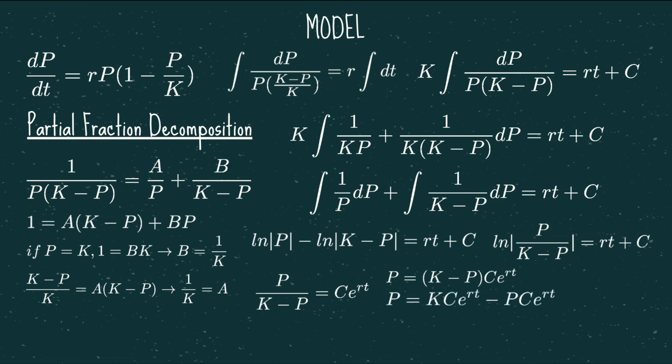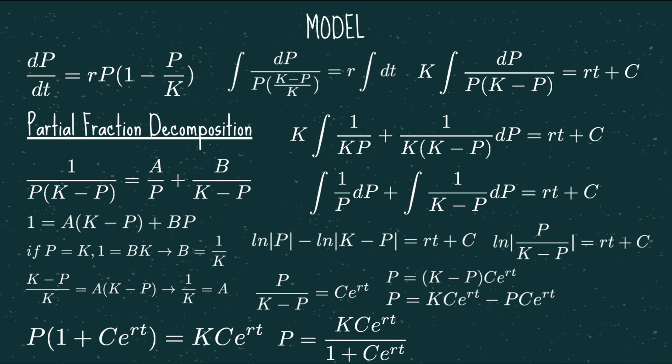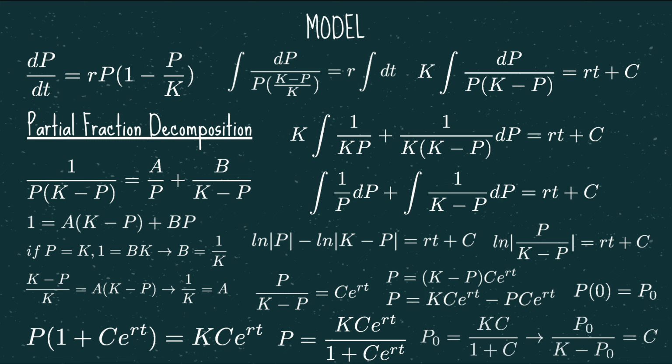And then I'm going to isolate p by distributing those guys, adding p over to the left-hand side, and dividing by whatever I get when I factor the p out. And so it turns out that p is equal to k c e to the rt over 1 plus c e to the rt. And we're going to say that we're given some initial population at time 0 and come up with a more effective model with this.